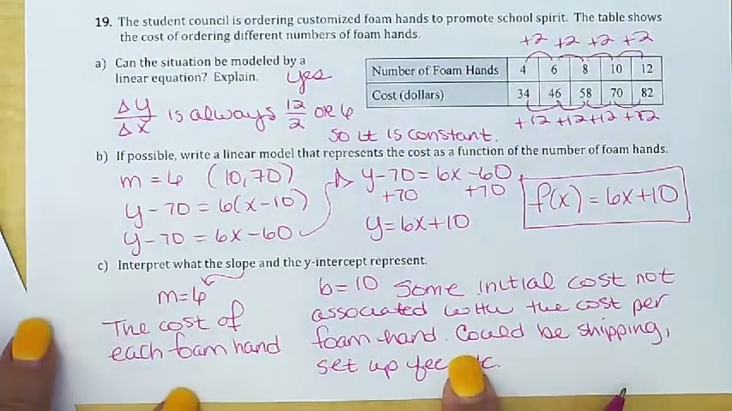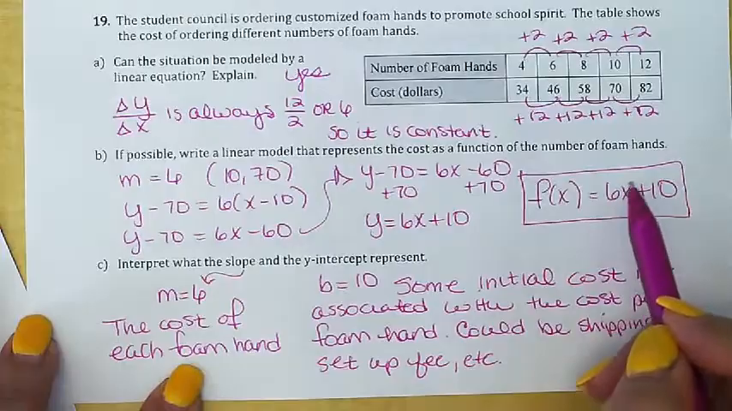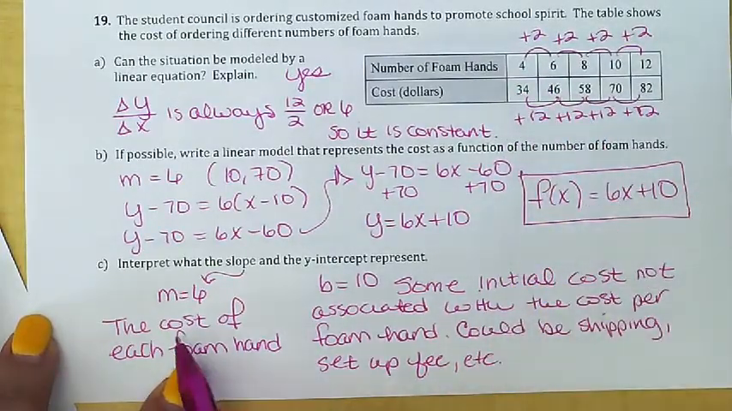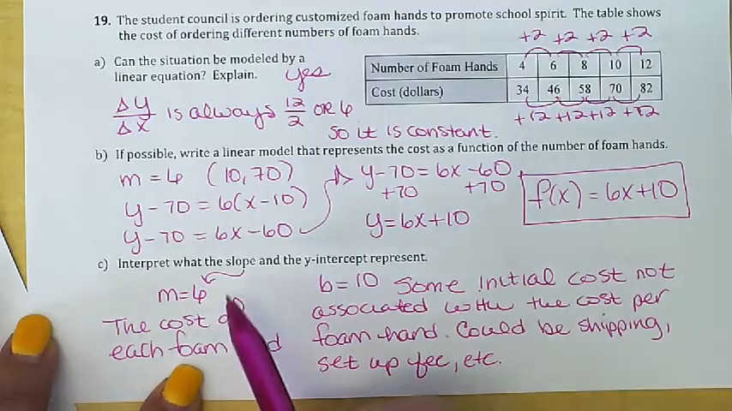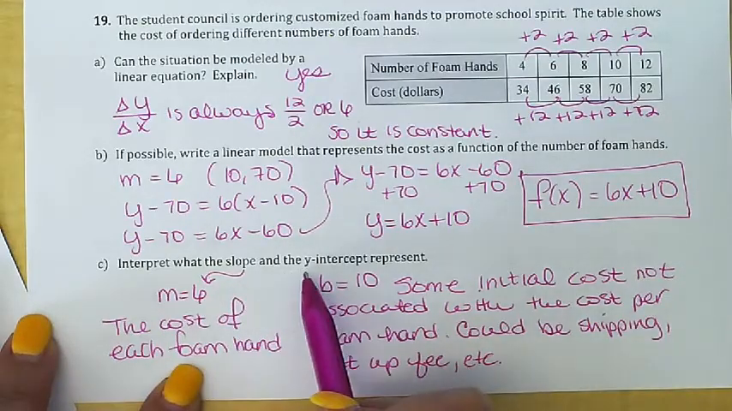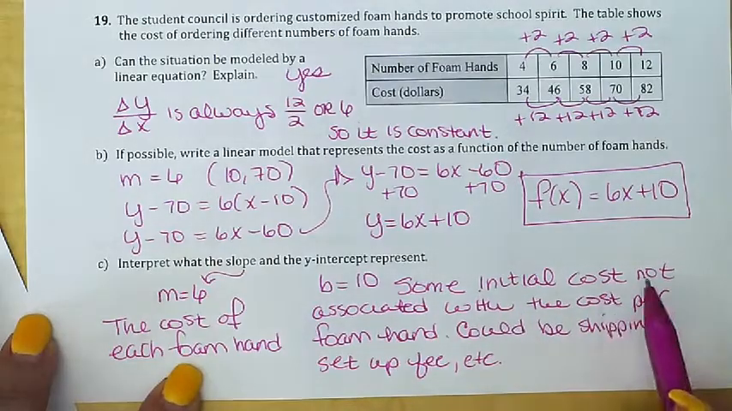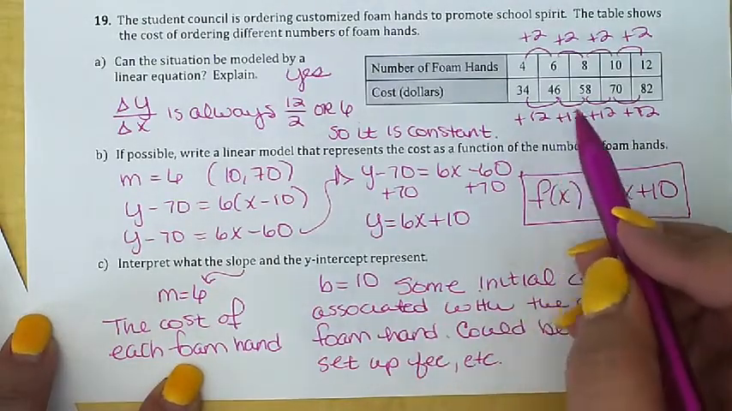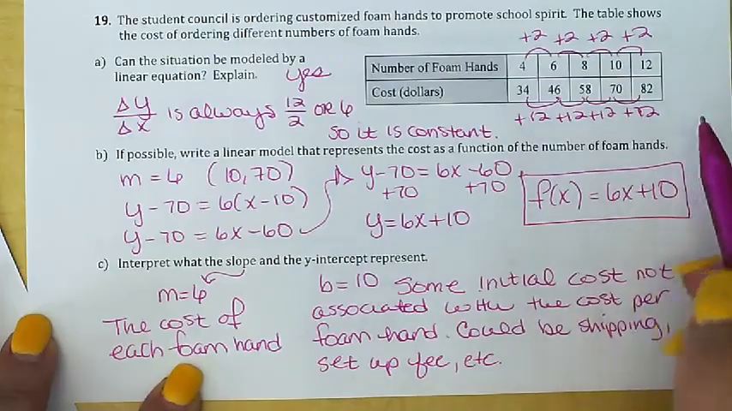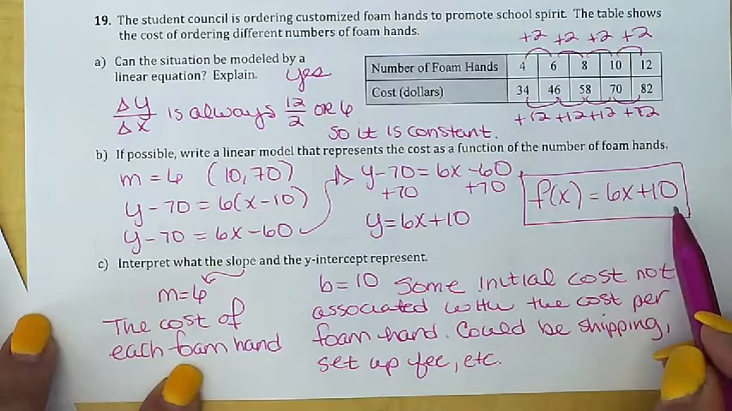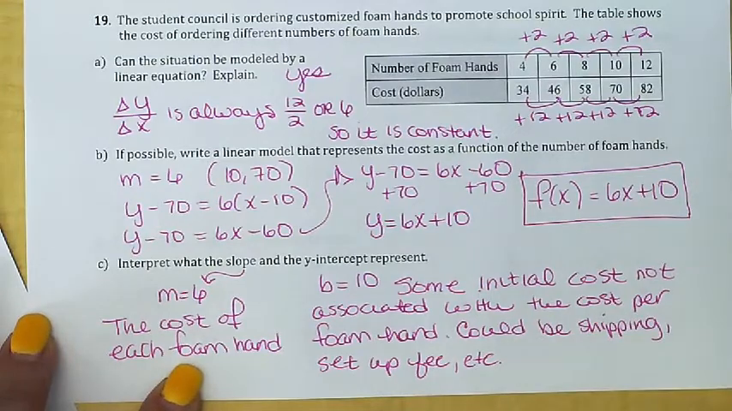And then to interpret those, well, since this is the increase for every foam hand, the price is going up $6. That must be the cost of each of the foam hands. That's the rate of increase for the price. And then the y-intercept being 10, that's probably some initial cost not associated with that per foam hand price. It could be a shipping charge. It could be a setup fee for setting up the school colors or logo, things like that. So there's an initial $10 charge in addition to that.